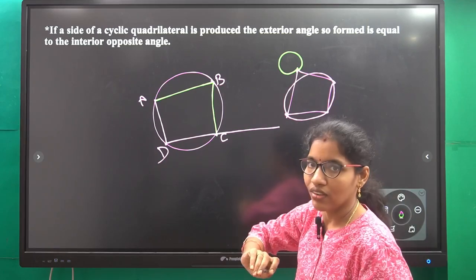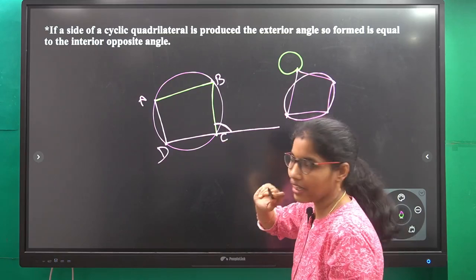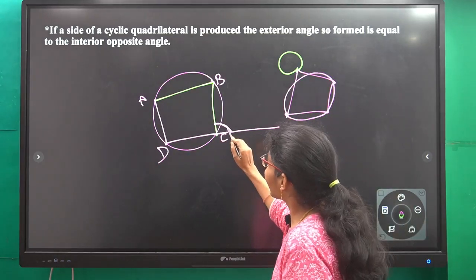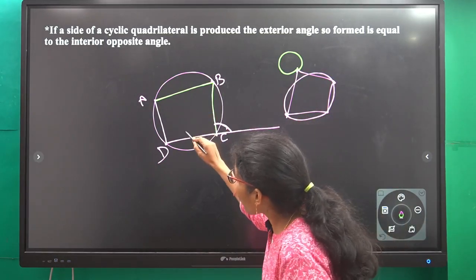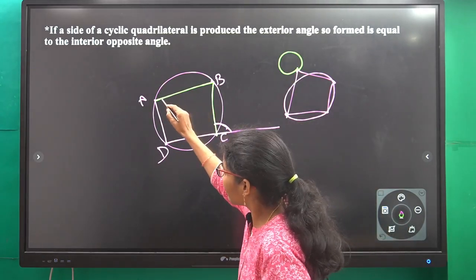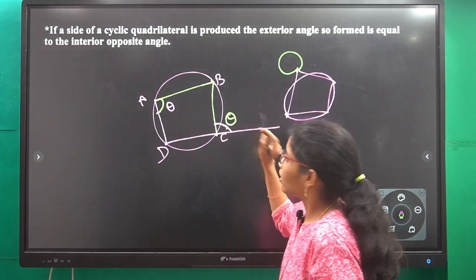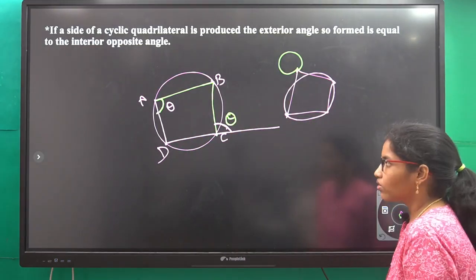Like this, right? Here it forms an exterior angle or not? This is always equal to the interior opposite angle. Okay, the interior opposite angle. So this angle is theta, then this one is also theta. Clear this one or not?